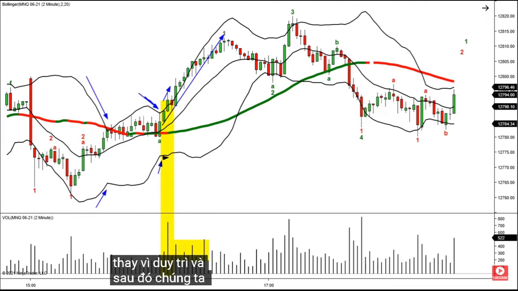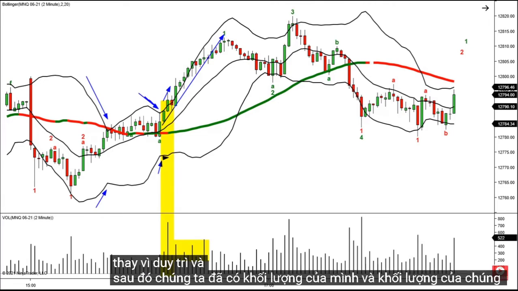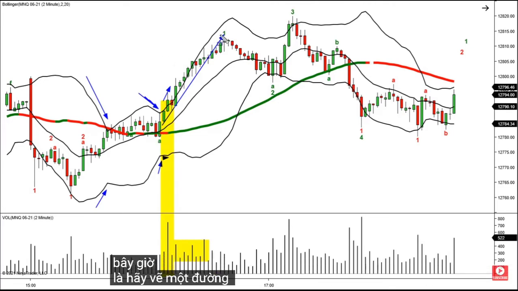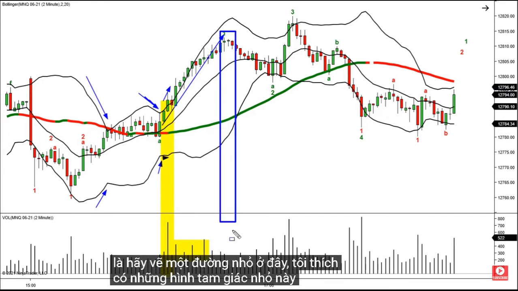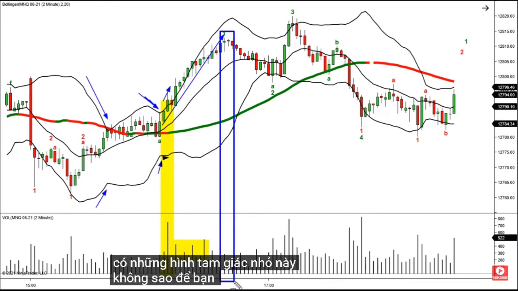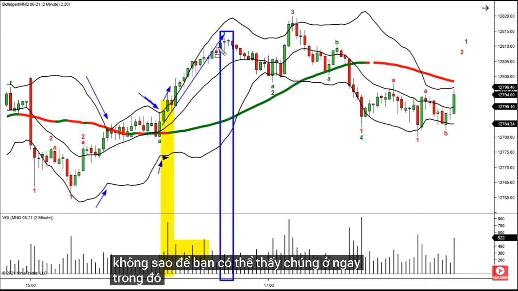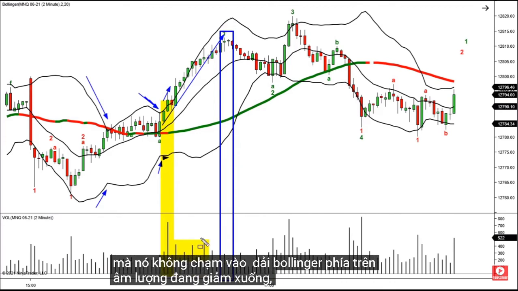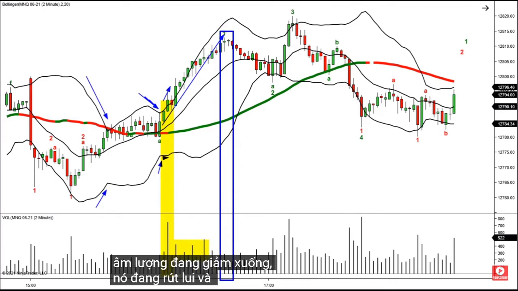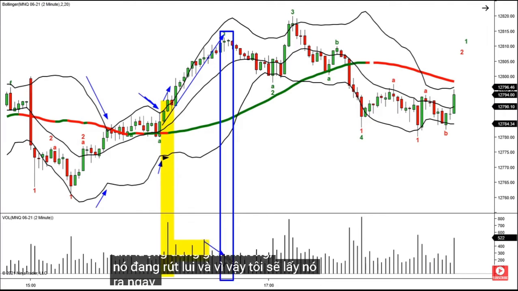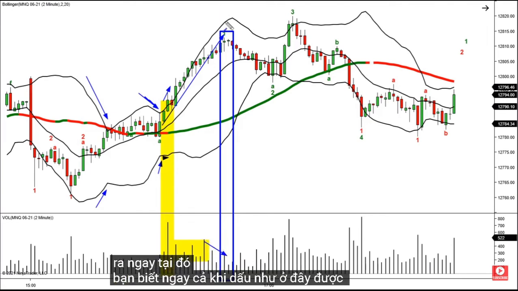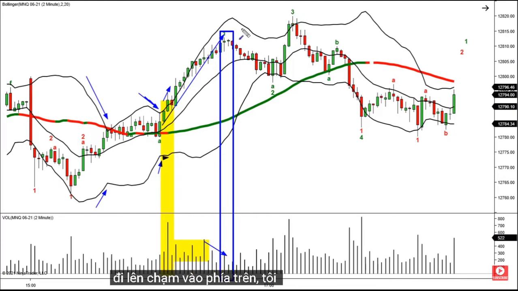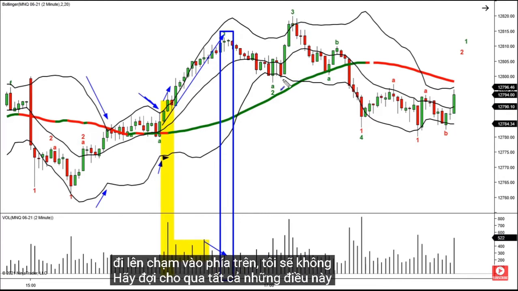And then we've got our volume. Let's draw little lines here. I love having these little triangles. So you can see right in about there, it doesn't touch the upper Bollinger Band. The volume is coming down. It's retreating. And so I'll just take it out right there. Even if the market, like here, comes back down, touches the lower Bollinger Band, goes back up, touches the upper, I'm not going to wait through all of this.